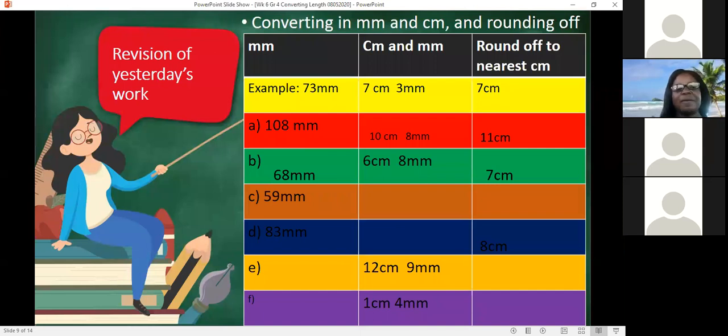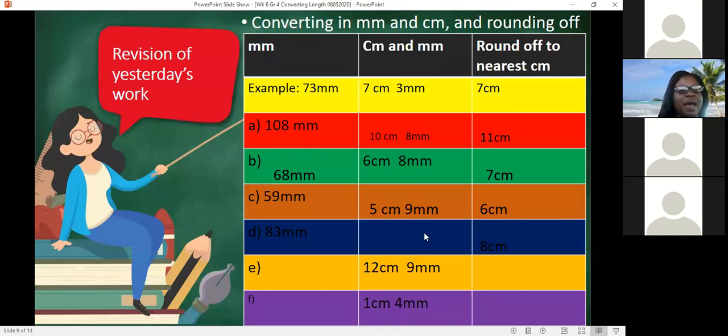Well done, Kayla. Okay, so the answer is 5 centimeters, 9 millimeters, right? Not 50, but 5 centimeters. And when we round it off to the nearest centimeter, the answer is 6 centimeters.